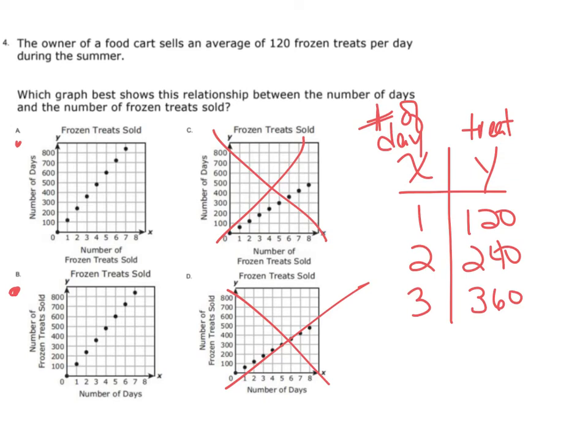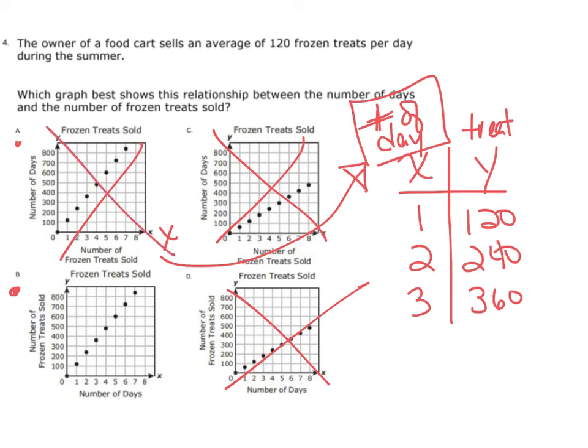So if you look at A, it says the number of frozen treats sold. Well, if you look at A, X should be the number of days. So if you realize that should be the number of days, and that's what makes letter A incorrect.